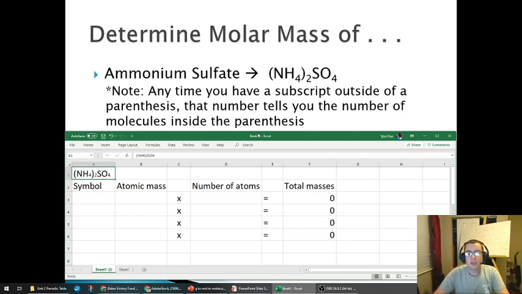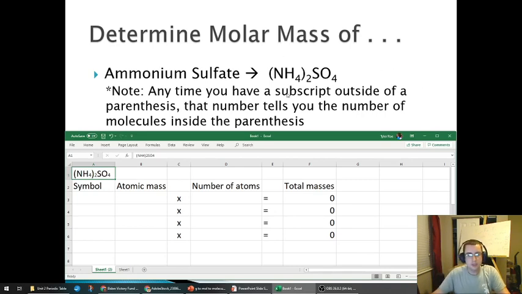Anytime you have a subscript outside of a parentheses, like we have this 2 here, remember the subscript is always going to apply to whatever is directly to the left. And in this case, that's the parentheses. So that means I'm going to have 2 of everything in the parentheses, or whenever I go to do the math, I essentially multiply all of those values by 2.